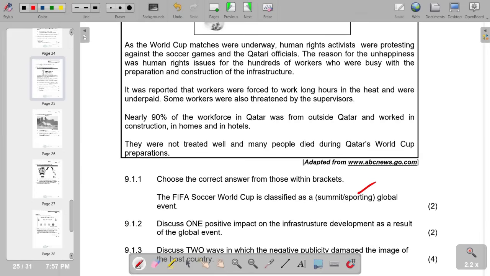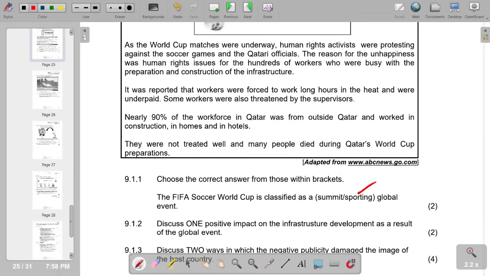So we are going to see even the medical facilities are also going to be upgraded for the case of the event that is going to be held. Even better and efficient transport services are going to be put in place. So those are some of the positive impacts that we can deduce from that.